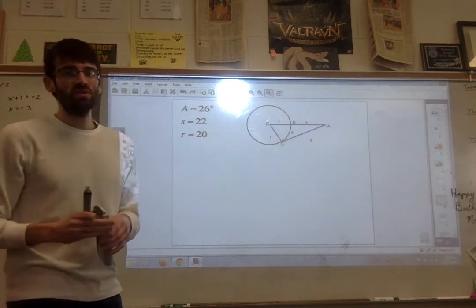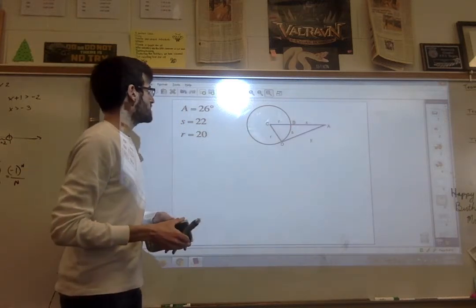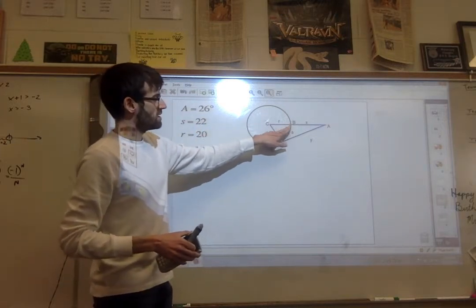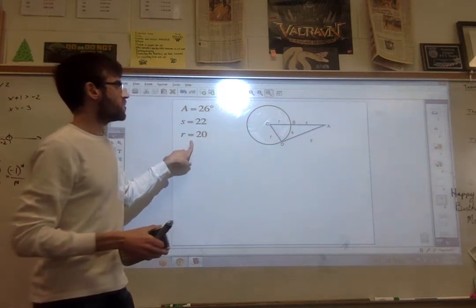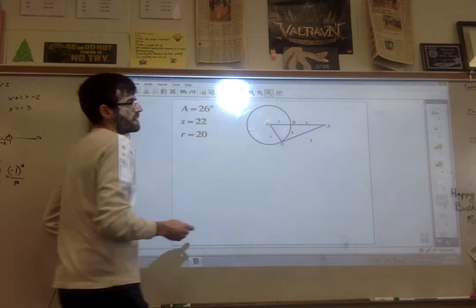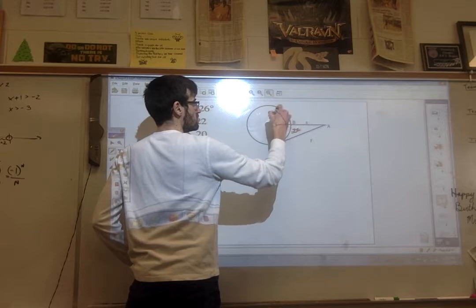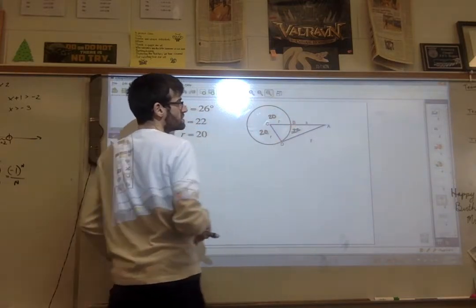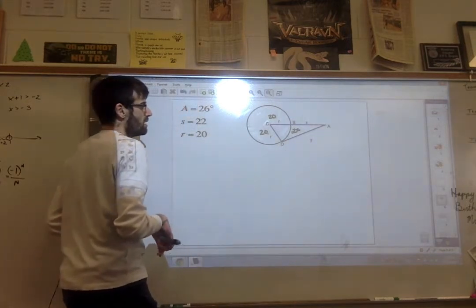The next thing we're going to do is a story problem. So I have this angle A equals 26 degrees. S equals 22. Remember, S is the arc length, so that is the arc from B to D. And R equals 20. That is the radius. Now, when I set that up, first thing I'm going to do is solve for X. Then I'm going to solve for Y.